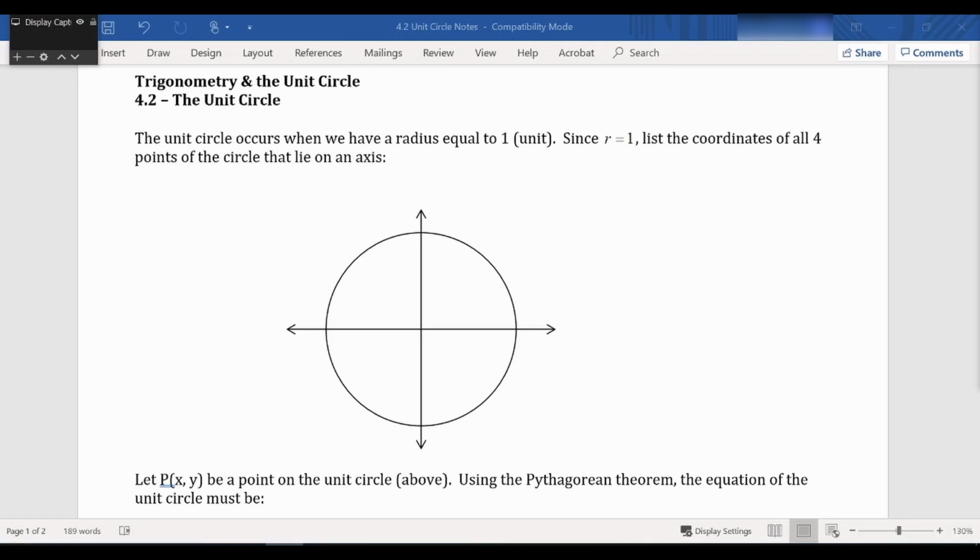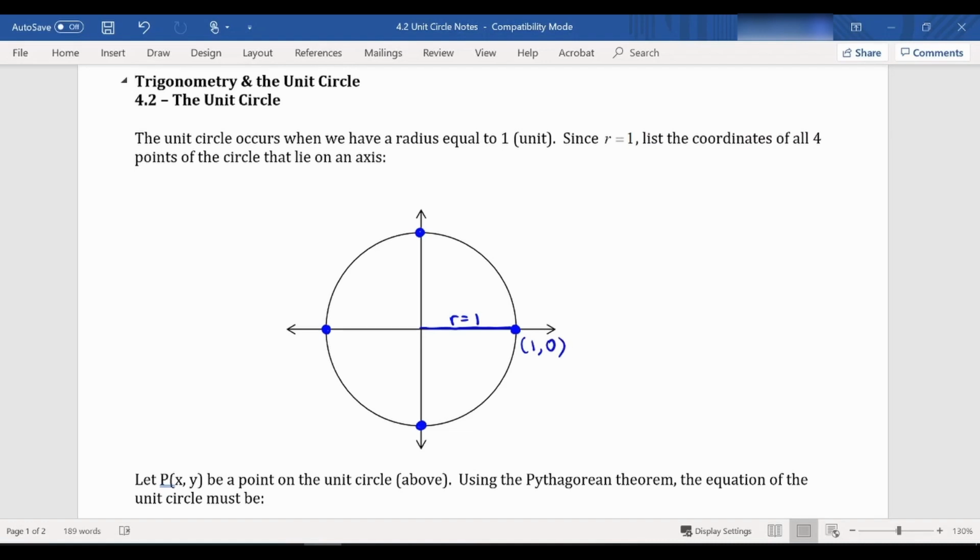We're going to list the coordinates of the 4 points on the unit circle that lie on the x-axis. So our 4 points would be here, here, here, and here. So just a reminder that this radius here is 1. Okay. So if I look at the coordinate that is on the positive x-axis, if our radius is 1 from the center out to that point, our x-coordinate should be 1, and on the y-axis, our y-coordinate should be 0.